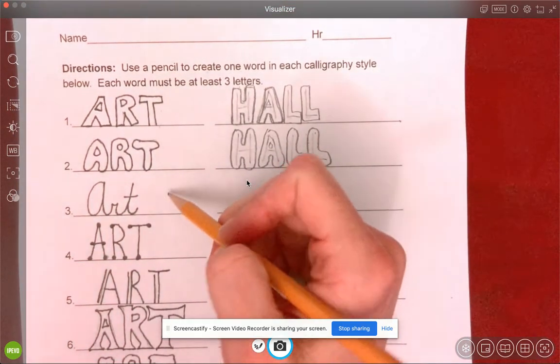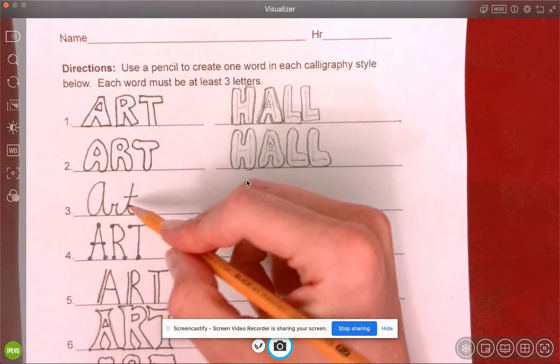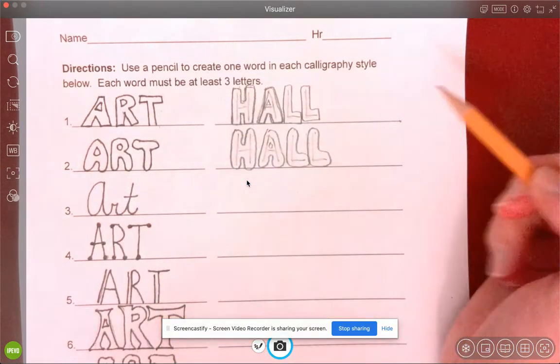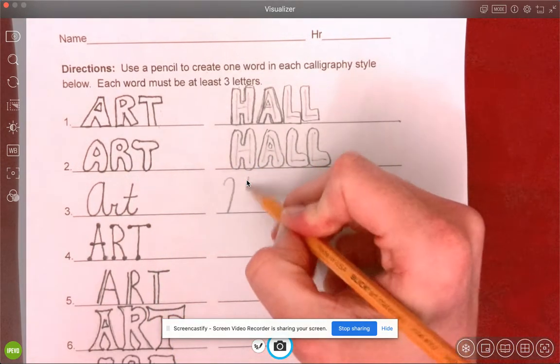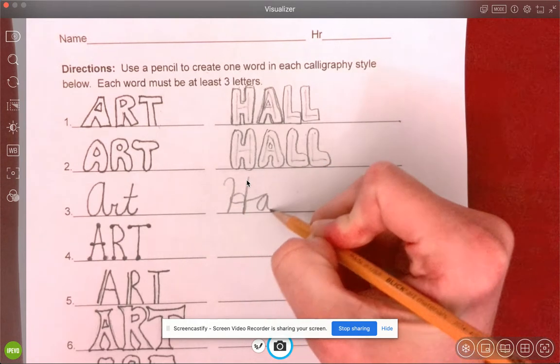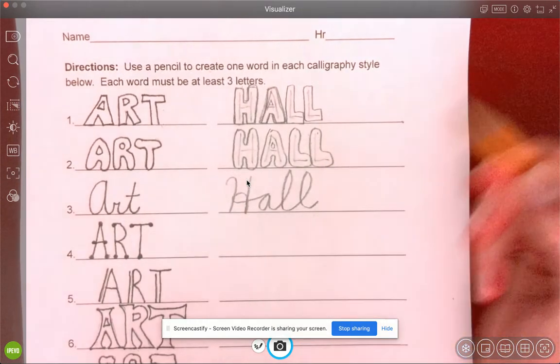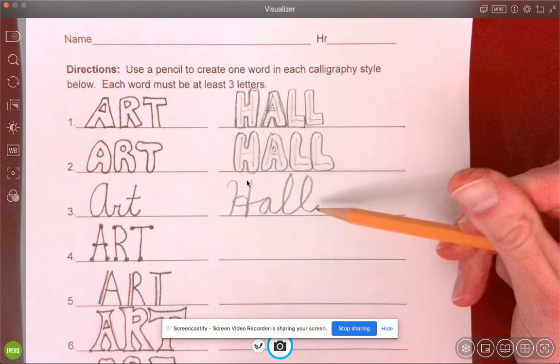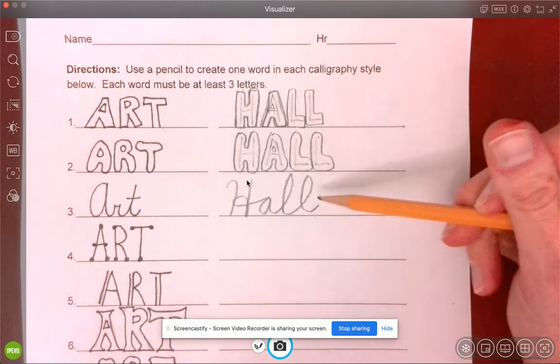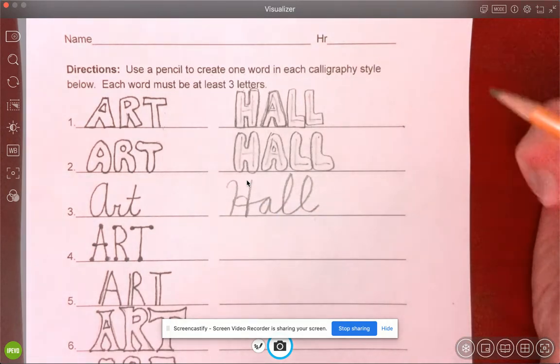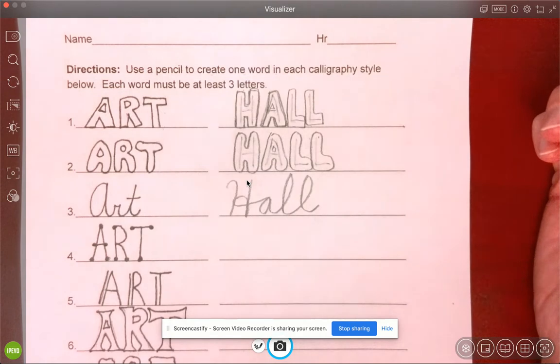The next one, this is cursive. So if you don't know how to do cursive, you can just copy the word art. I was just trying to give people another idea. If you are going to do cursive, make sure it's really neat and maybe space your letters out more than you would normally do so that I can tell what it says.